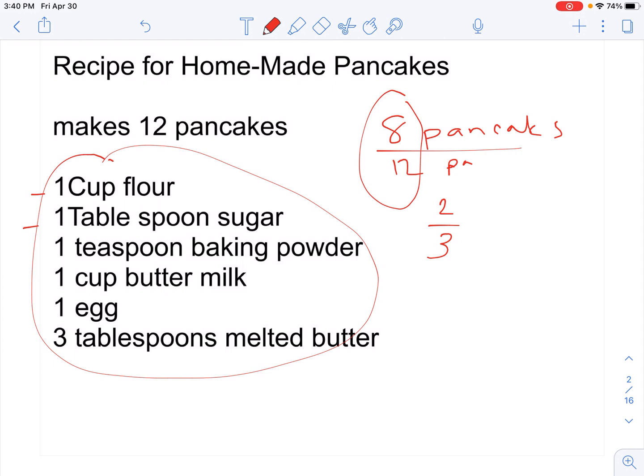2/3 of a tablespoon of sugar, a little bit more complicated. 2/3 of a teaspoon, more complicated. 2/3 of a cup of buttermilk, that's fine. I don't know how you're going to do 2/3 of an egg, and then 2/3 of 3 tablespoons of melted butter would just be 2 tablespoons. So that's an example of everyday life, when we would use proportions.